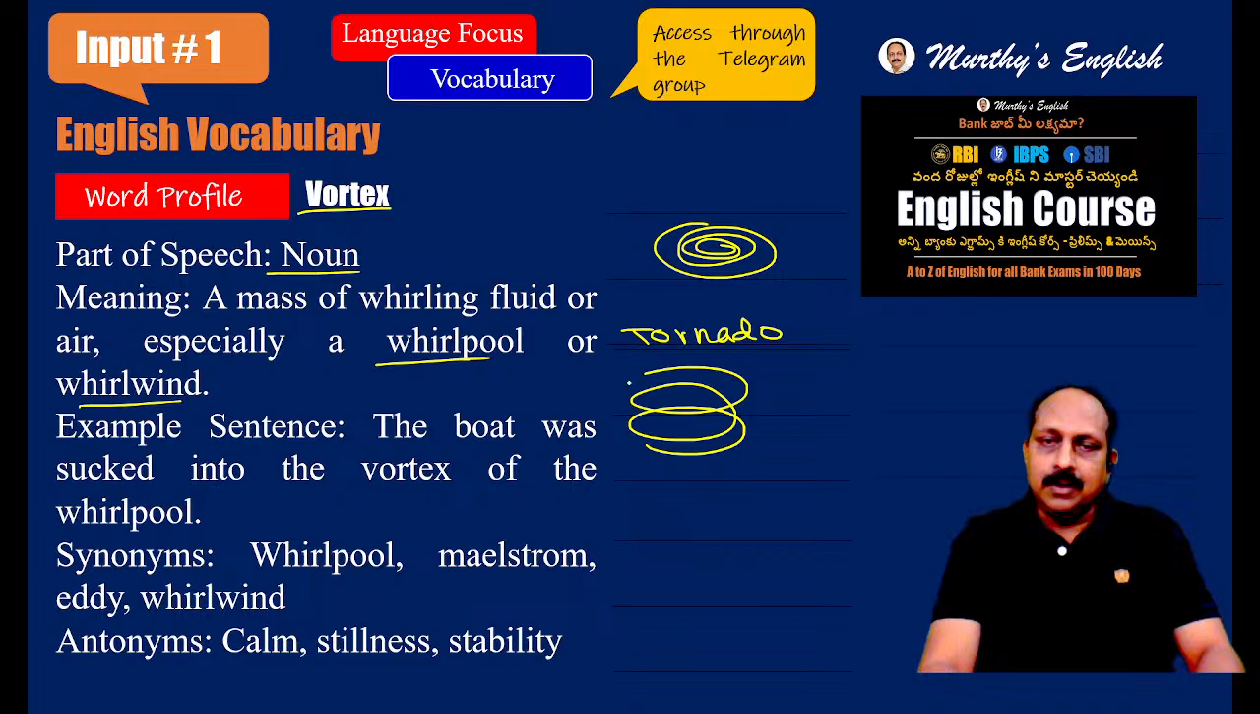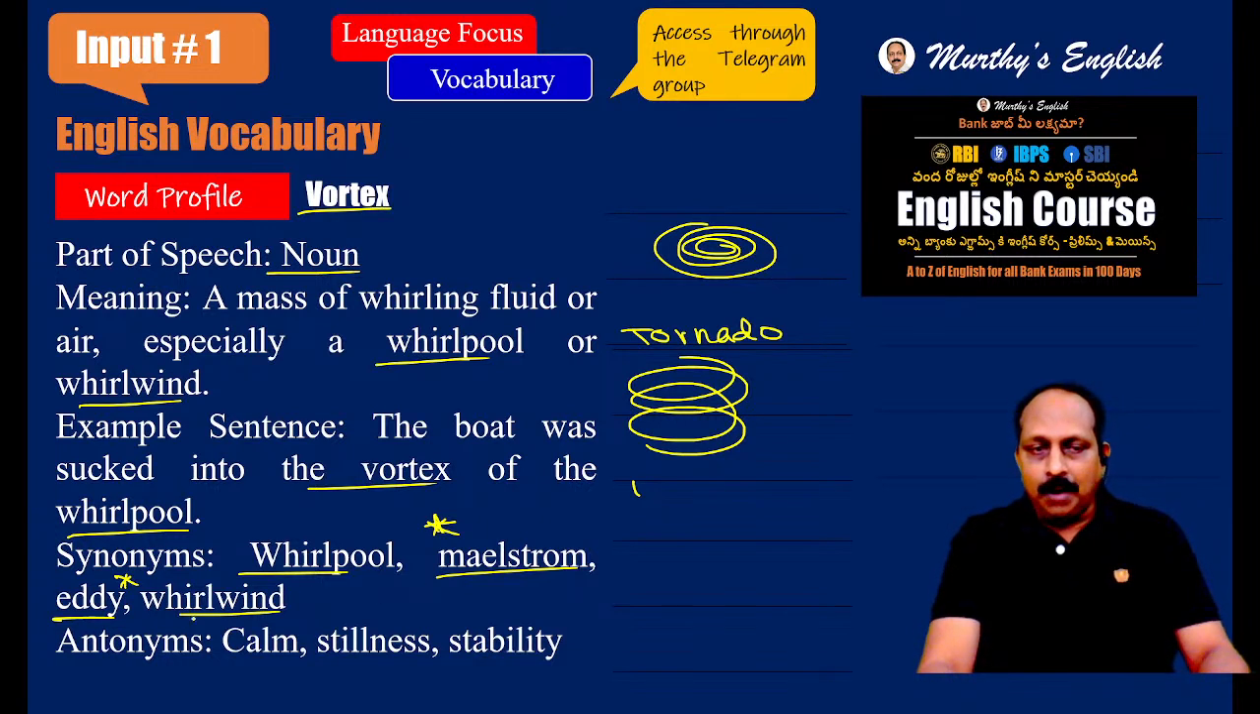Tornado is nothing but a wind going round and round, that is known as whirlwind, and a better word, tornado. In the US, they also call this twister, I suppose. There is a common term for that. Look at the example. The boat was sucked into the vortex of the whirlpool. In the ocean, perhaps. Whirlpool, maelstrom, this is an important word. Maelstrom, eddy, an important word. These two are common words, so you have to focus on these two words, which are important.